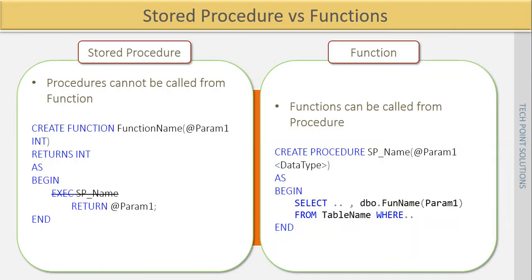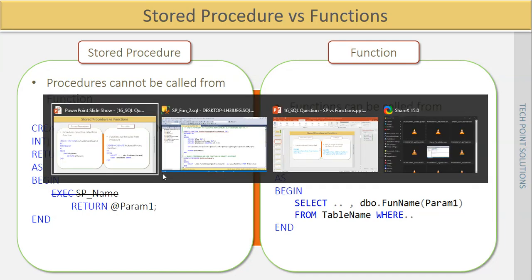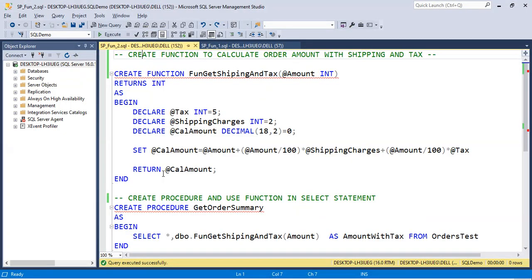Procedure cannot be called from functions. Functions can be called from procedure. So assume that we have some store procedure which is getting all the order details, but along with the order details I want to calculate order with shipping charges and the tax amount.